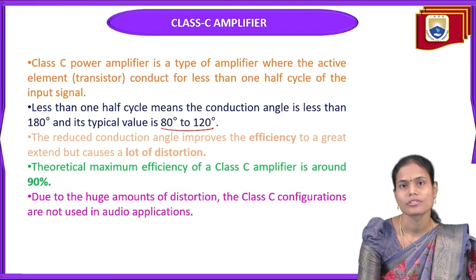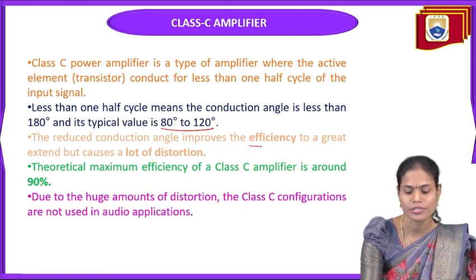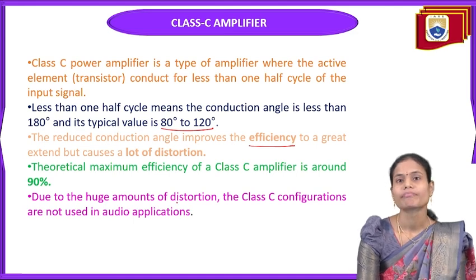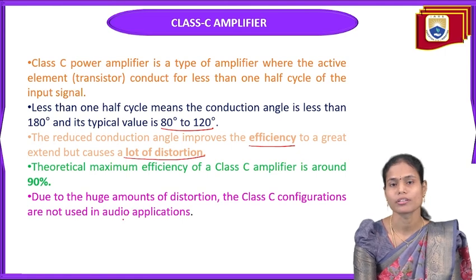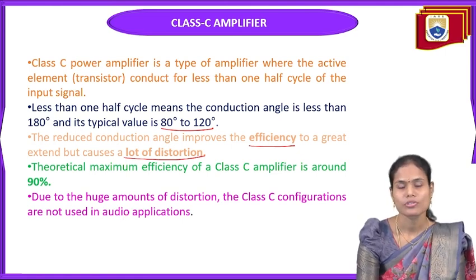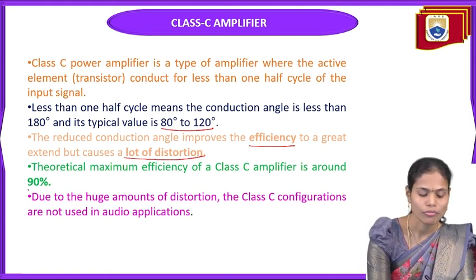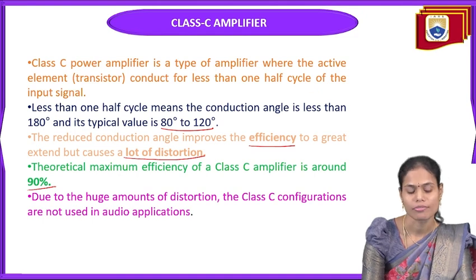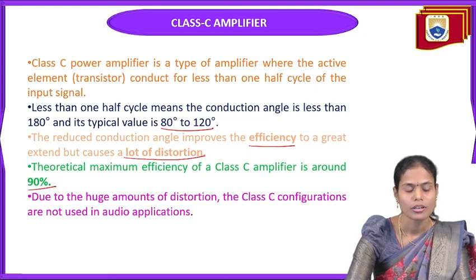Because of this reduced conduction angle in the circuit, it improves the efficiency, but because of this, there is a lot of distortion in the circuit. The efficiency is increasing, but distortion is also increasing along with the efficiency here. Theoretically, it may provide 90% efficiency. So due to this large distortion problem, the Class C configuration mostly we will not prefer in audio applications.